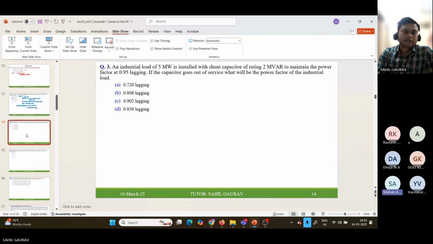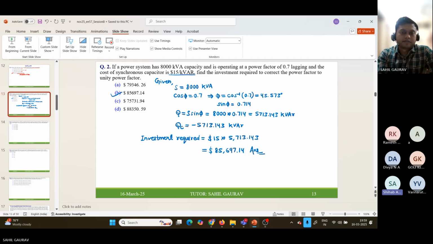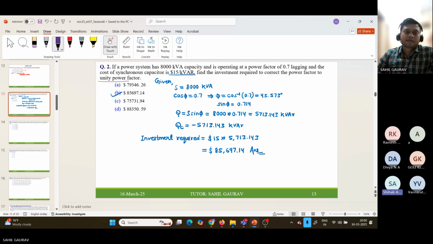In this question, the target power factor is not mentioned, whether it is 0.9 or 0.8. Is it required? Target power factor is not mentioned. It is given as unity. Yeah, unity power factor is given. Okay, sorry, sir, I did not see.